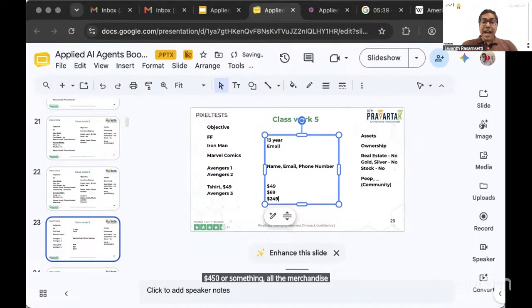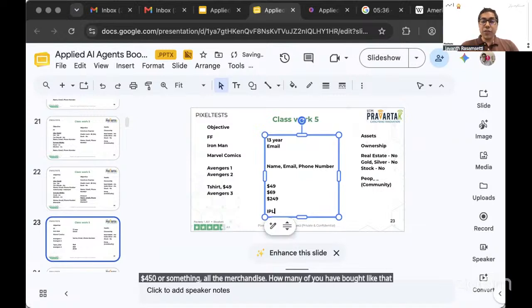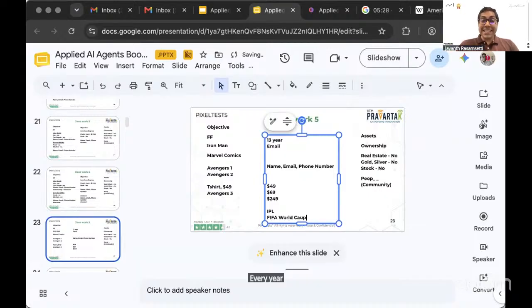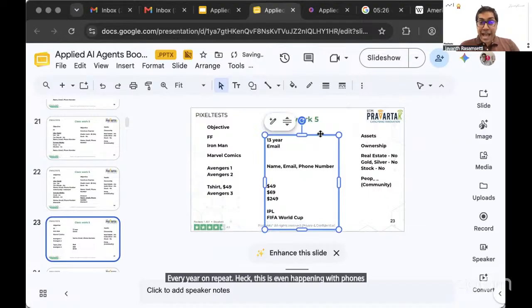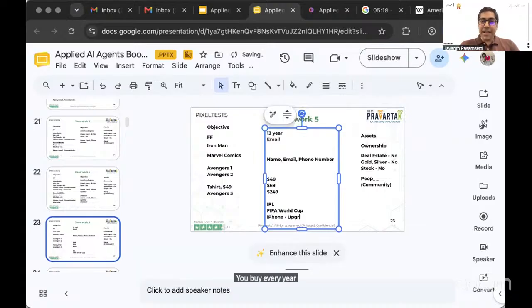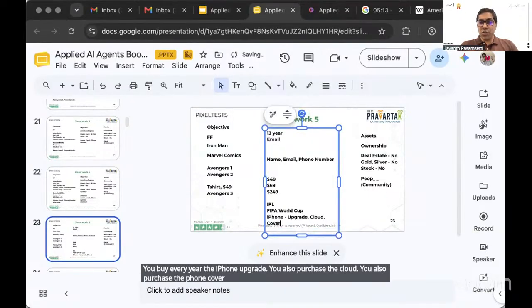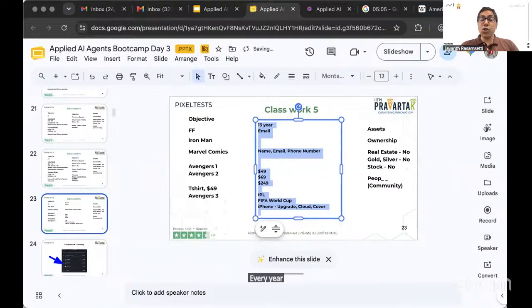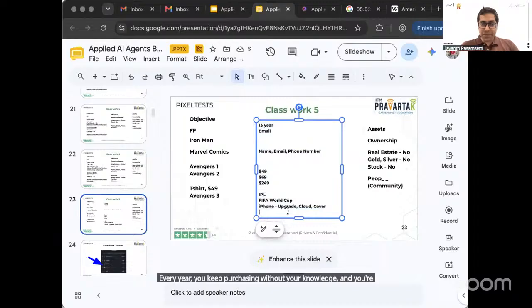How many of you have bought like that for your own child? Maybe for IPL, maybe for FIFA World Cup, maybe for this one. Every year on repeat. Heck, this is even happening with phones. How many of you have your son, daughter, mother, whatever, or you are crazy about iPhones? You buy every year the iPhone upgrade. You also purchase the cloud. You also purchase the phone cover. I don't know if iPhone sells it, but so on and so forth. How many of you have experienced this? Every year you keep purchasing without your knowledge and you're excited and you love to purchase it.